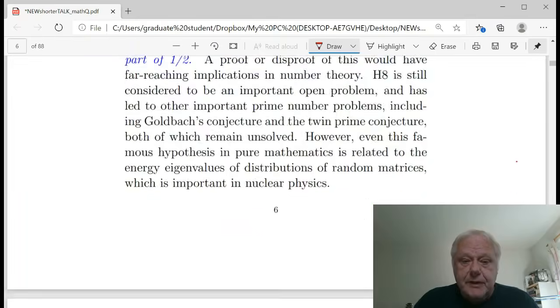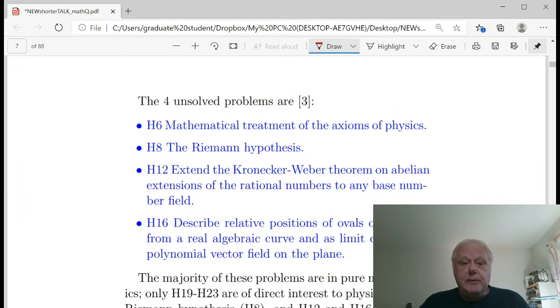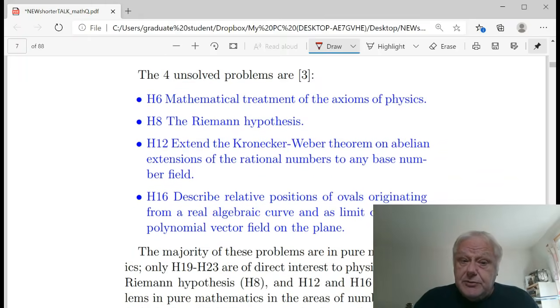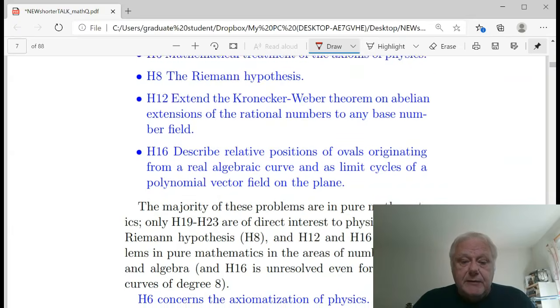So here are the 4 unsolved problems of Hilbert. The first is the mathematical treatment of the axioms of physics. The second is the Riemann hypothesis. And there are 2 others. So these are the problems that are unsolved today. And H12 and H16 are problems in pure mathematics. Most of the original problems were in pure mathematics. Only a few of them would be regarded as problems in applied mathematics.